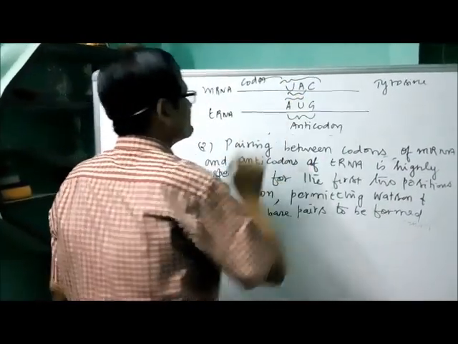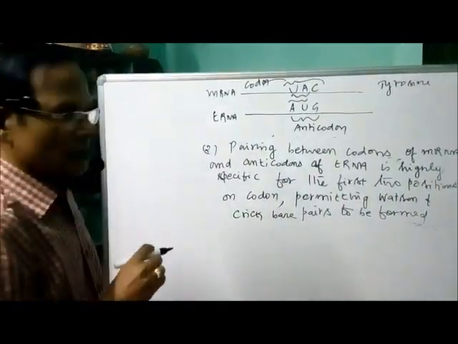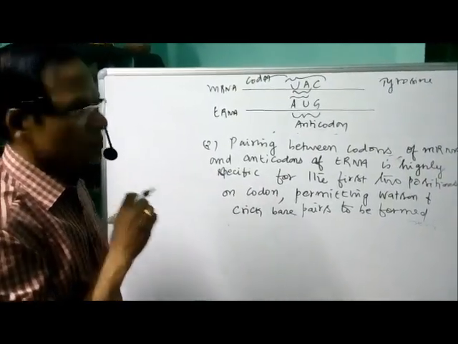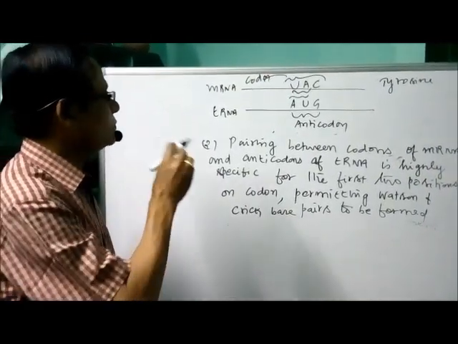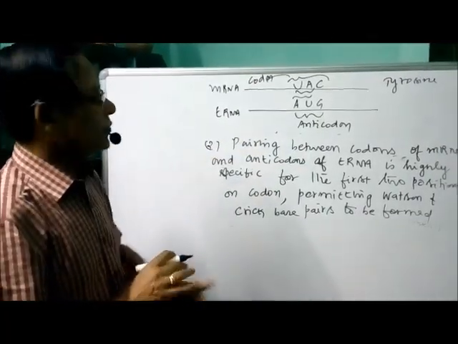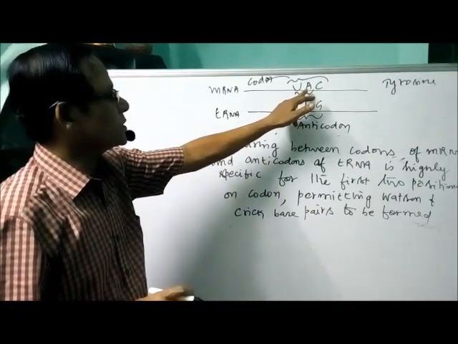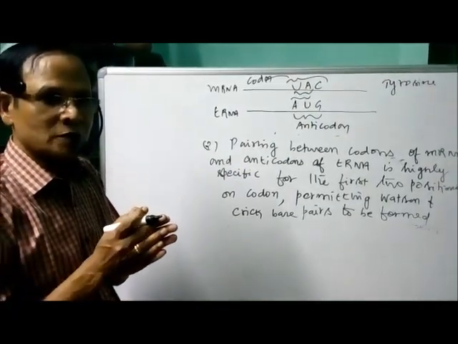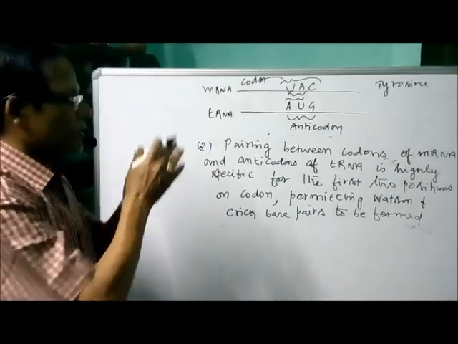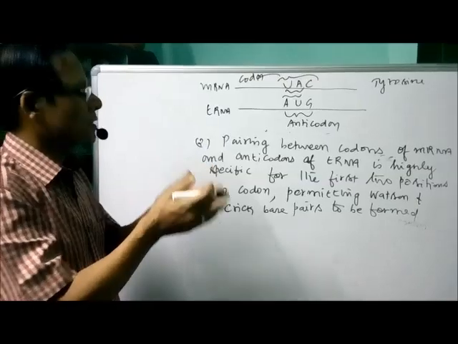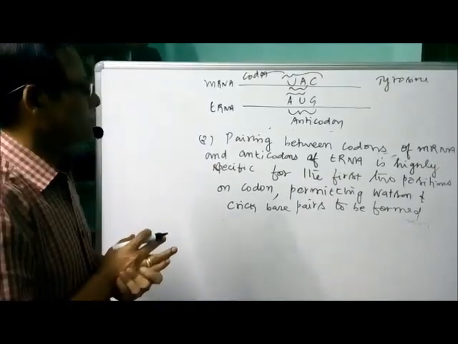Now the first two bases are highly specific. So here there is no change. If you have U in mRNA, definitely in tRNA you have A. If you have A in the second position in mRNA, you definitely have U. So the first two positions in the pairing between mRNA and tRNA, either in codon or anticodon, are highly specific.